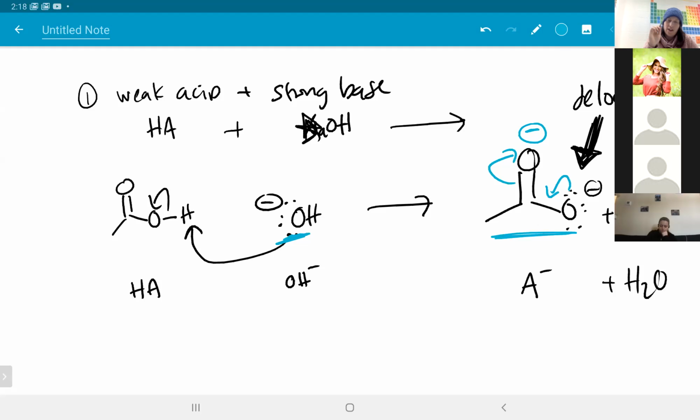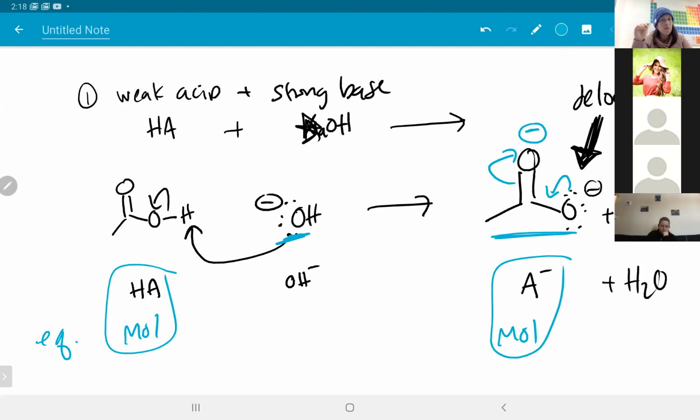But anyways, if I asked you in my question to react a weak acid and a strong base, you need to determine how many moles at equilibrium you'll have of HA and A minus. Then you can likely just plug that into the Henderson-Hasselbalch equation. Because if I give you a weak acid, all weak acids have a pKa value.